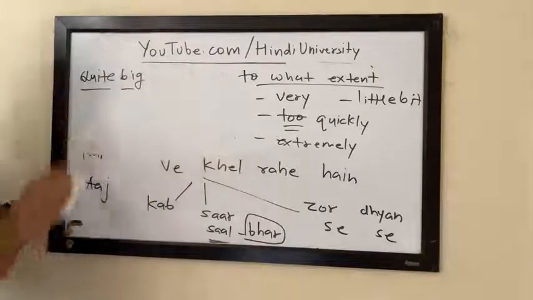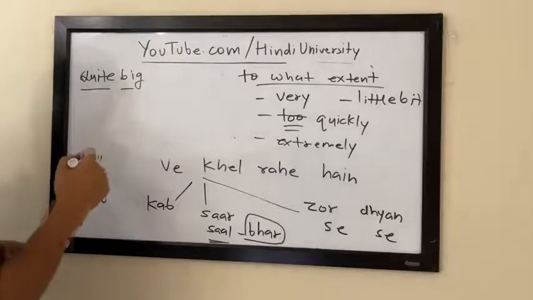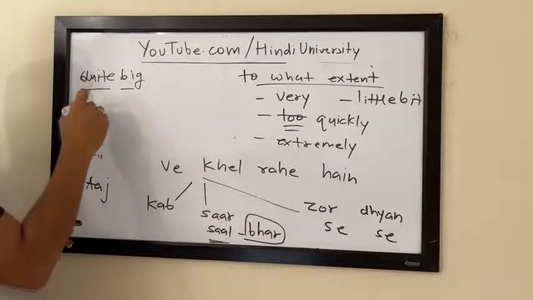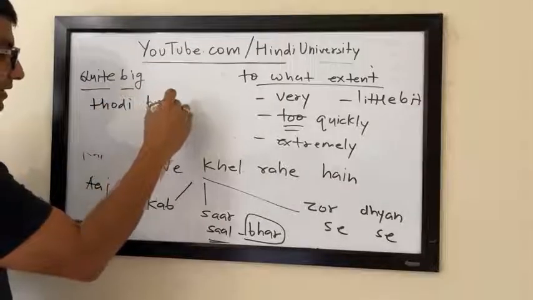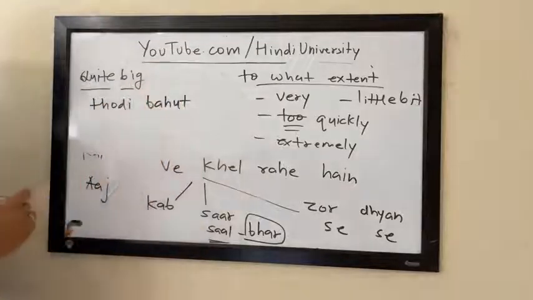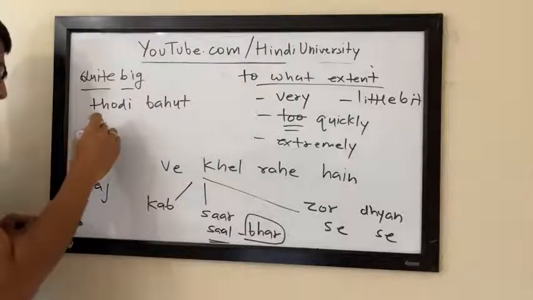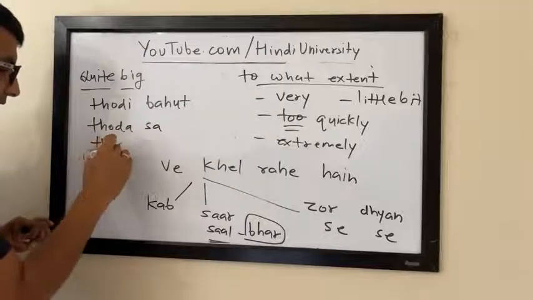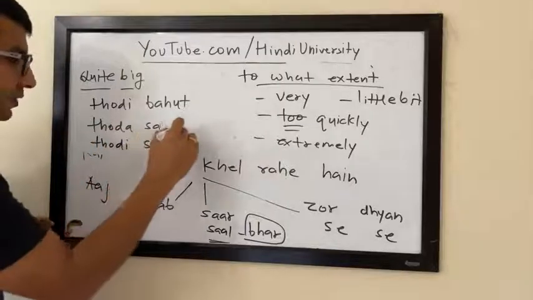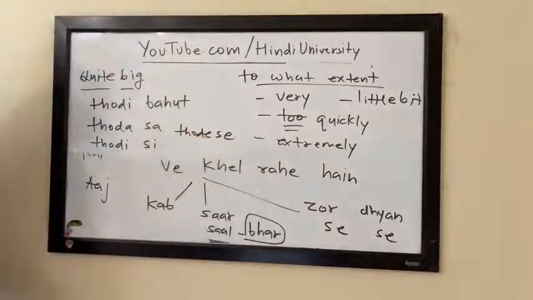Let's see, "a little bit." How will you say "a little bit" in Hindi? थोड़ी बहुत. Thodi bahut. Okay, little bit. What about thodi si, thoda sa? Is that not a little bit also? No, that is correct. You can say thoda sa or thodi si or thode se. You can say that.